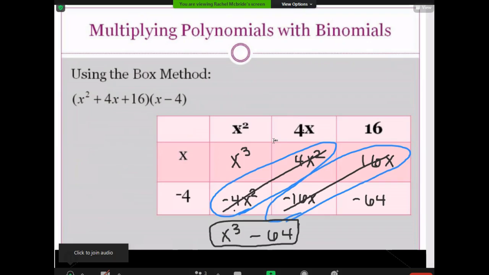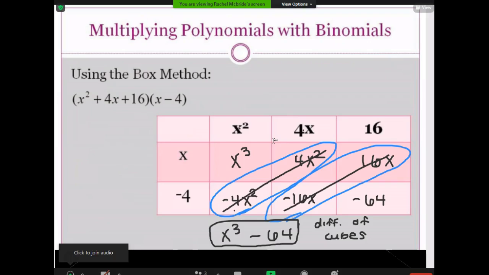This type of problem, this x cubed minus 64, actually has a special name. This is called a difference of cubes. And as we factor polynomials, like we had difference of squares, we're going to learn about a formula called difference of cubes, where the first term and the last term are both cubes, and they factor a special way. So again, that's just a hint at where we're going.